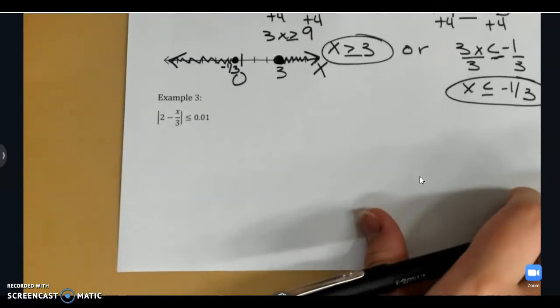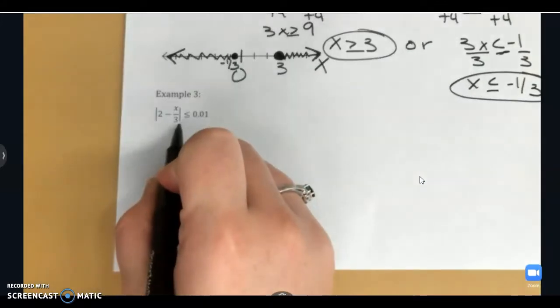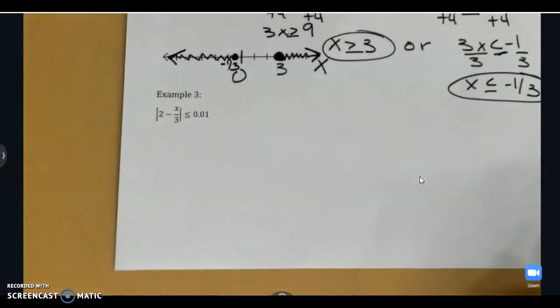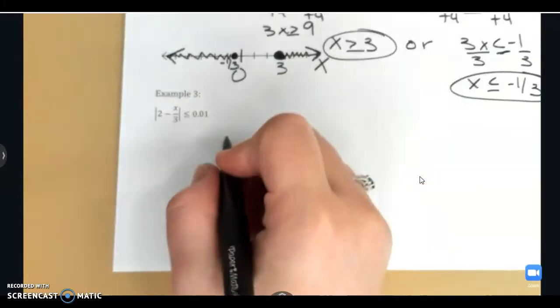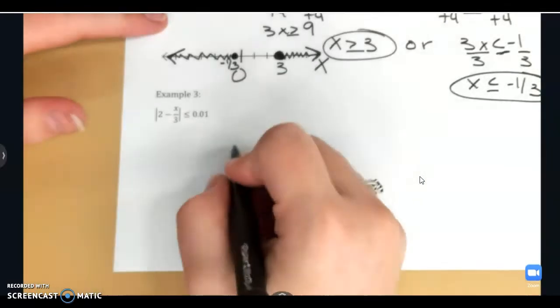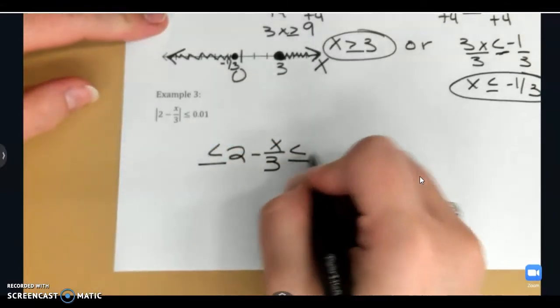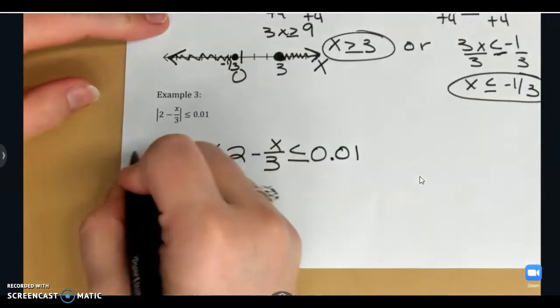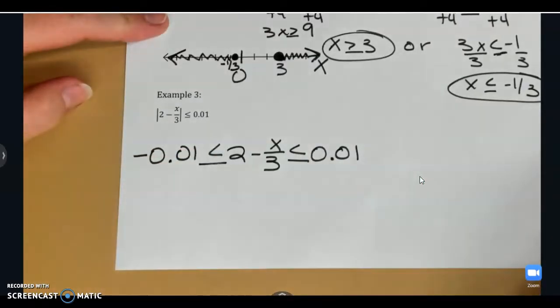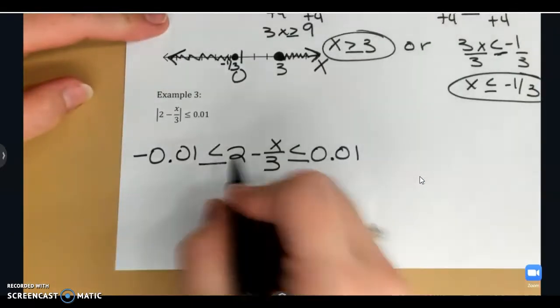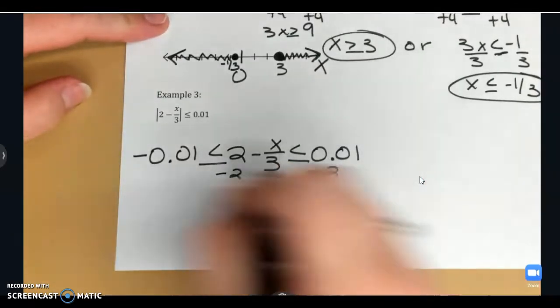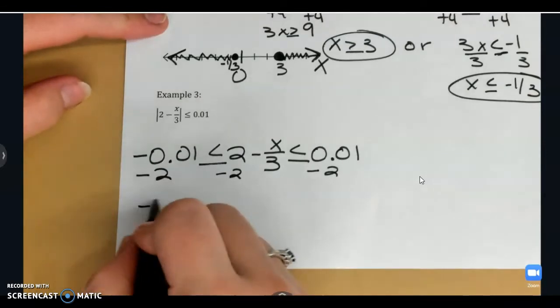Then the last one on this page, the absolute value of (2 minus x) over 3 is less than or equal to 0.01. So because this is less than or equal to, that means I'm going to have a single inequality. What's inside my absolute value is going to go in the middle. On the right is the positive value. On the left is the negative value. So again, I want to get x by itself, so we're going to subtract 2 from the middle, the left, and the right.